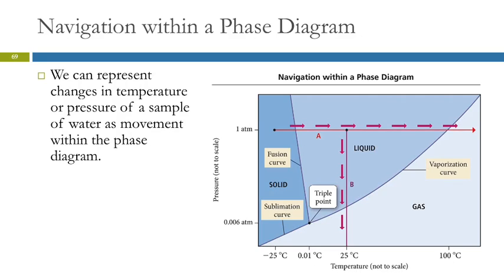You have a question? Would it be that big of a difference for heavy water? What about heavy water? Heavy water is water in which you have deuterium instead of hydrogen. My guess is that the phase diagram would be very similar, not a significant difference.